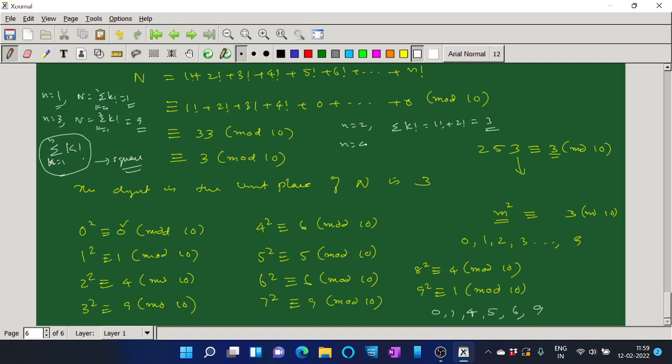When n is equal to 4, sigma k factorial is equal to 1 factorial plus 2 factorial plus 3 factorial plus 4 factorial. You can see that it is not a perfect square. So the only possibility is n equal to 1 and 3, where sigma k factorial is a perfect square.